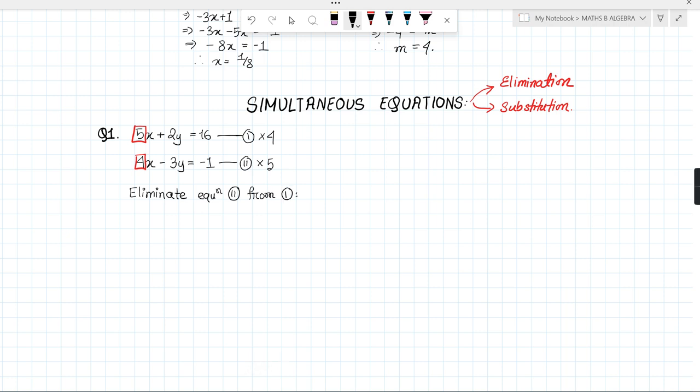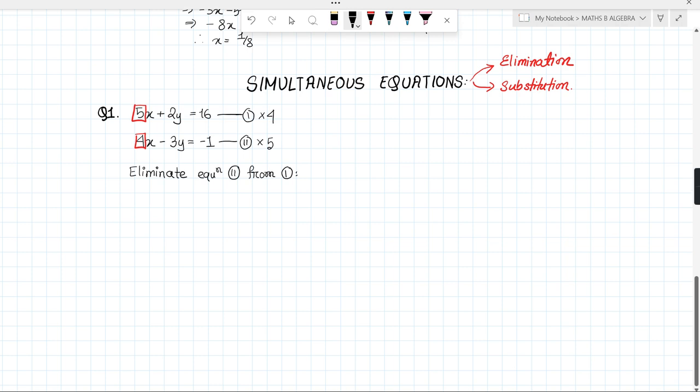equation 2 from 1. After multiplying the equations by 4 and 5 respectively, the equations will finally look like 4 into 5 is 20x plus 8y is equal to 16 into 4, you get 64. And again, multiply the second equation by 5, you get 20x minus 15y is equal to minus 5. So when you try to eliminate the equations, you have to write a minus sign in front of them.